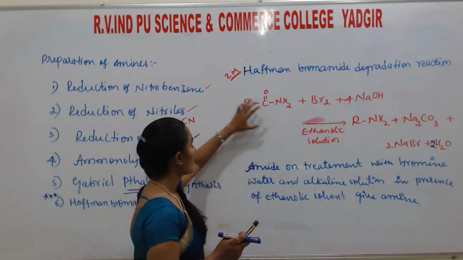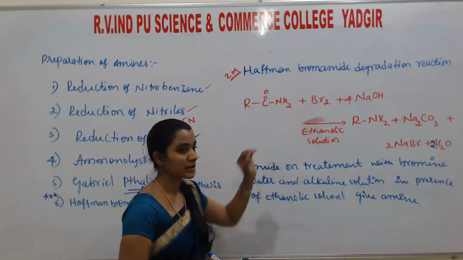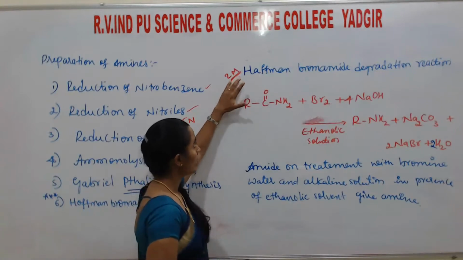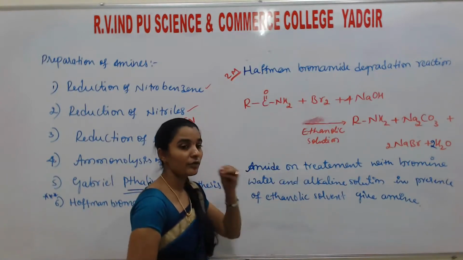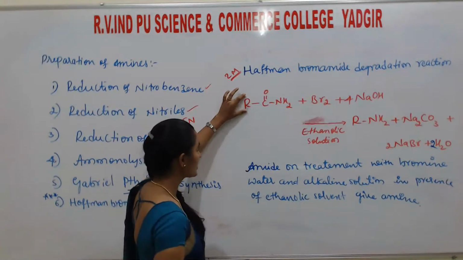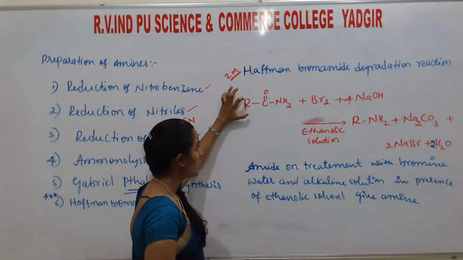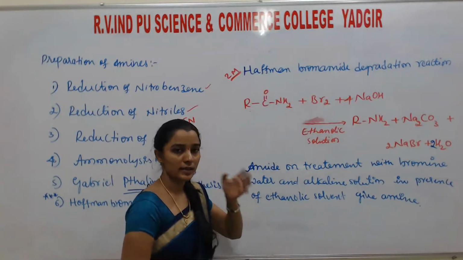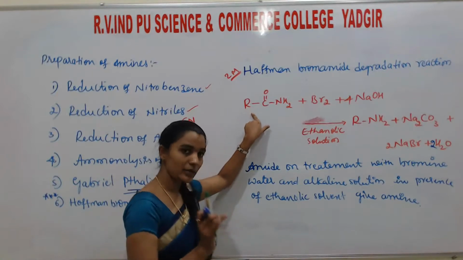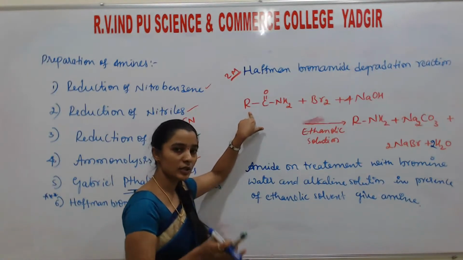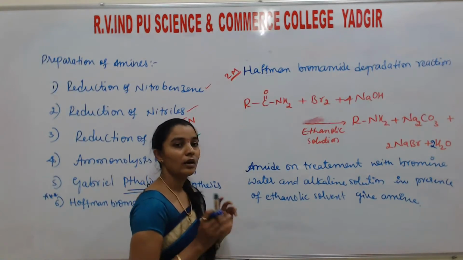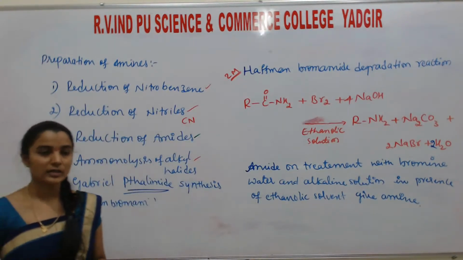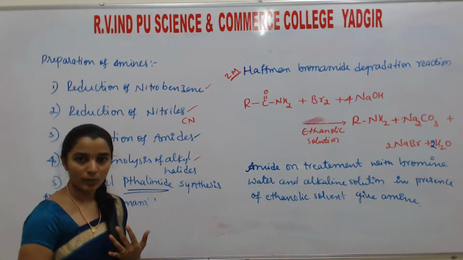They may ask the question, explain Hoffmann bromamide degradation reaction with example, or simply ask Hoffmann bromamide degradation reaction. If they ask simply, write the general reaction and this explanation. If they ask along with an example, just replace R by a CH3 group. With example means in place of R, any CH3, C2H5 or benzene ring is there. So this is all about the preparation of amines. In tomorrow's class, we will discuss the basic structure and the physical properties of amines.